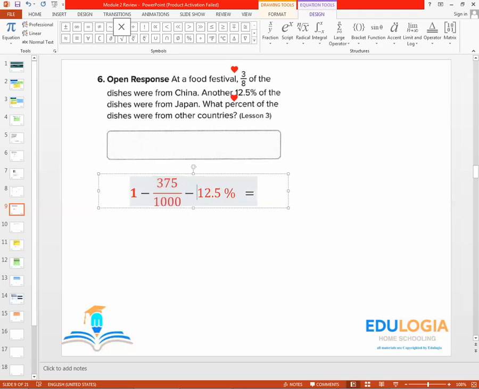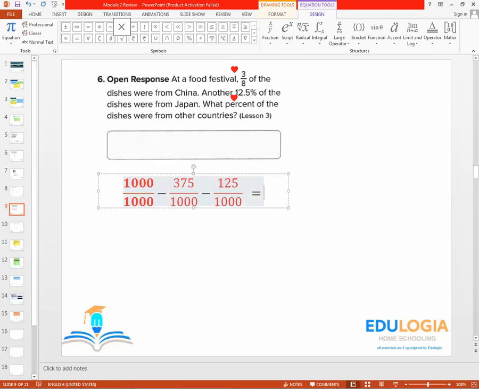What about 12.5%? 12.5% is over 100. As a fraction, I don't need the point above. I can add 0 here and remove the point above. So everyone is over 1000 here. No problem. I can make it here instead of 1, I can make it 1000 over 1000.